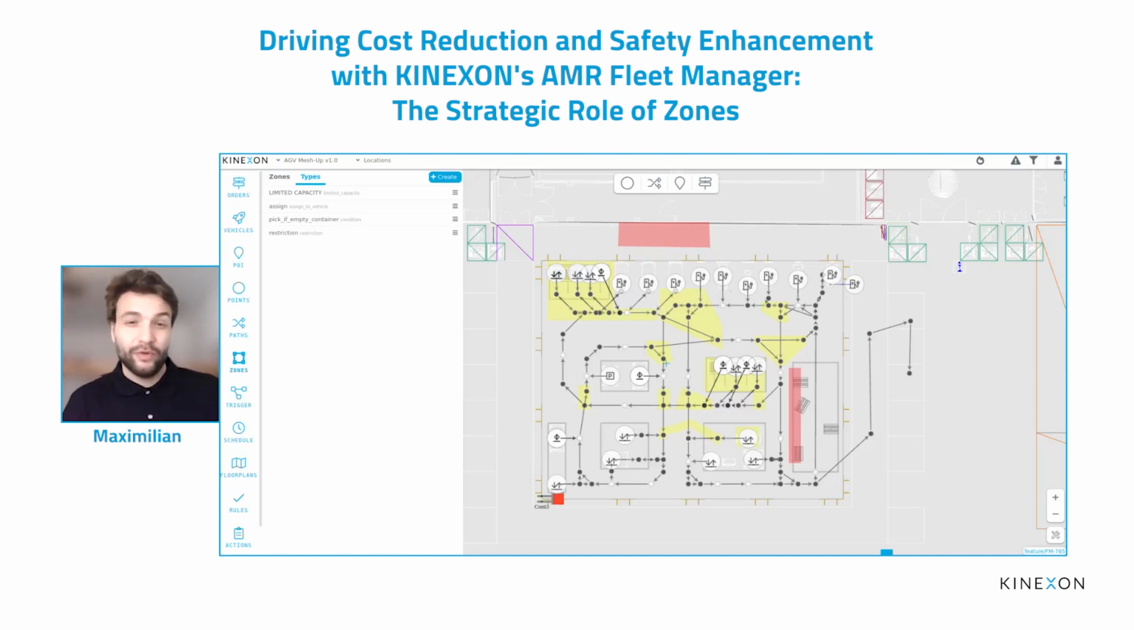So let me sum up. What are the main advantages of zones? First, you can build logic based on the location of load carriers, based on the location of forklifts, based on the location of AMRs. That's extremely useful. The example I showed there was that you can avoid collisions with forklifts. That's one thing.